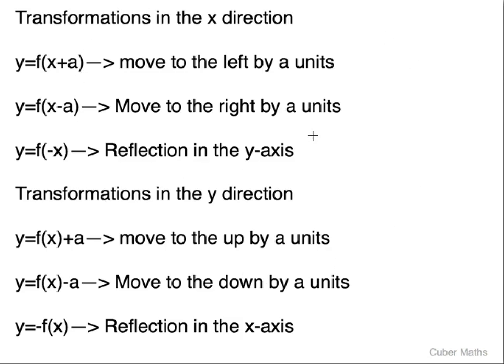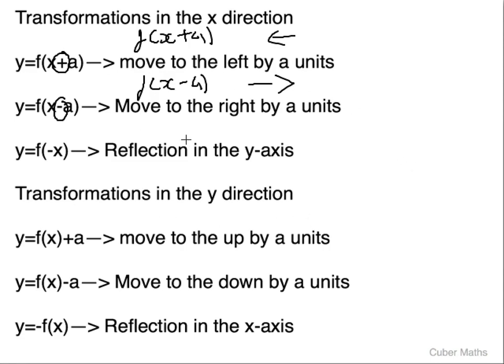Here we have the rules of transformations. First, if we look at the transformations in the x direction, anything that is inside the bracket affects the graph in the x direction. And here we've got plus a and minus a. However, it does the opposite to what you would think. So if a was 4 and we had f(x + 4), our graph is actually going to move 4 to the left. Whereas if we had f(x - 4), our graph is going to move 4 to the right.